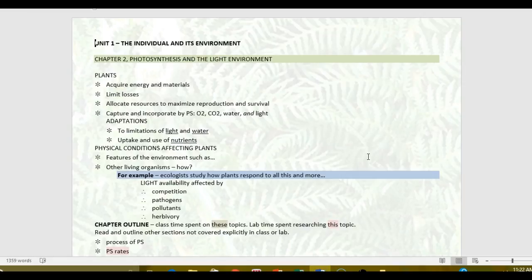So, light availability as affected by competition. If you are in the understory and you're shaded underneath larger plants or larger-leafed plants that are blocking the sun, then you are directly competing. What you might notice then is the plants growing in the understory might have a growth spurt, and they shoot up in order to escape that limitation of the understory.